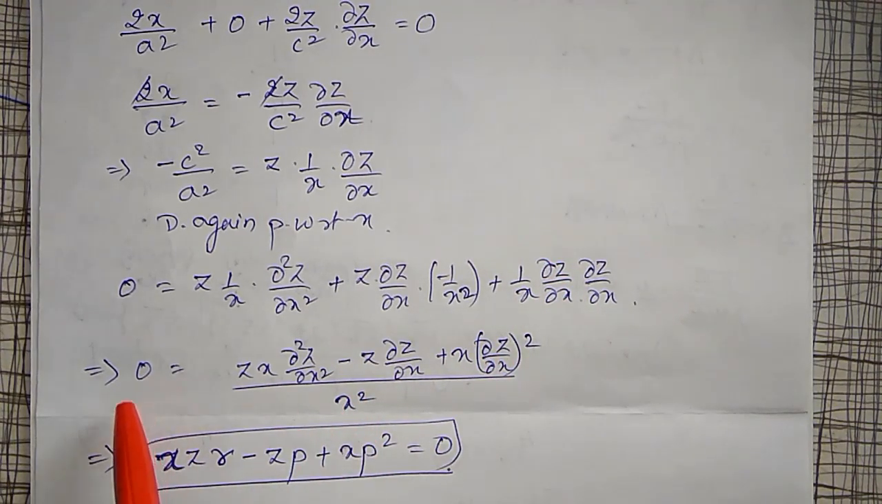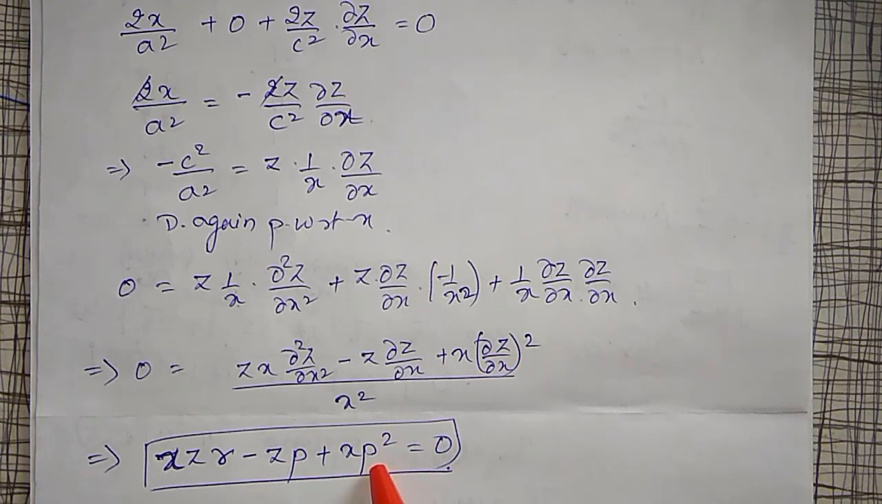Therefore, x square is shifted to the other side: zx into dou square z by dou x square is replaced by r, dou z by dou x is replaced by p, dou z by dou x the whole square is replaced by p square. This is the required second order partial differential equation. r is dou square z by dou x square. Therefore, it is a second order partial differential equation. Thank you.